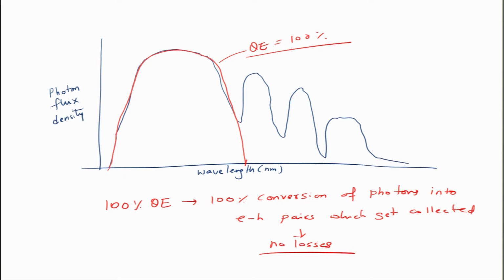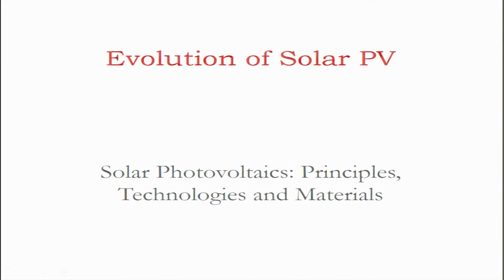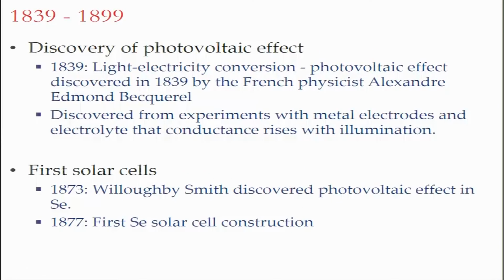So, now let us look at the more practical aspects of solar cell devices, that is the evolution of solar PV, first before we go to Gen 1. So, evolution of solar PV has happened through stages. 1839 was the time when Becquerel discovered this light electricity conversion, which was called the photovoltaic effect. He was a French physicist, and this was determined from an experiment using metal electrodes and an electrolyte whose conductance changes with the illumination. So, this was in 1839.